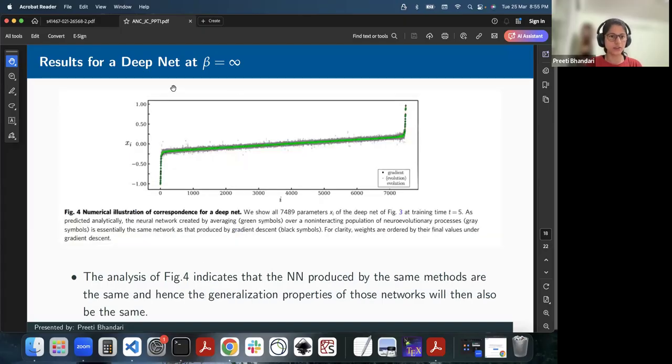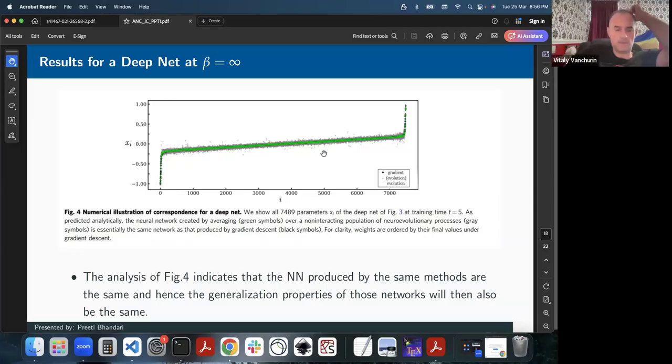And this is now for the deep neural network, again for beta, but for all 7,489 parameters which were there at a particular time. And again, you can see that the equivalence is there, that from the two methods, you have approximately the same weights. And that's what they say, that the neural networks produced by the two methods are the same, and hence the generalization properties of those networks will also be the same.